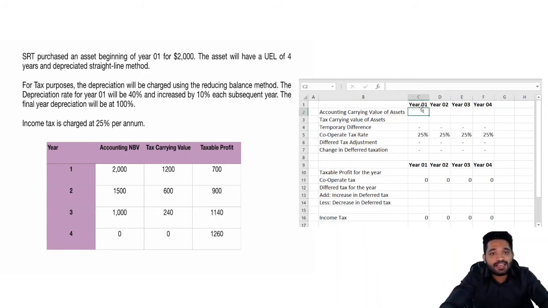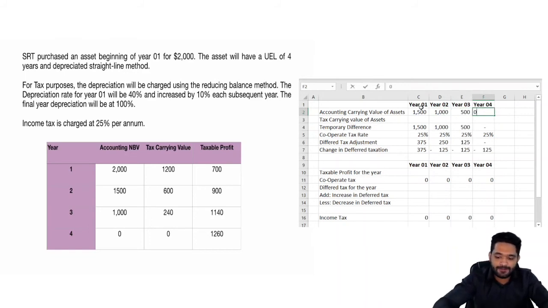So, in year 1, my asset has the accounting carrying value of 1500. Second year of 1000. Third year of 500. Fourth year, nil. And then I have my tax carrying value. Now my tax carrying value is 1200 in the first year, 600 in the second year, 240 in the third year, and nil in the fourth year. So you see the temporary difference being calculated here.